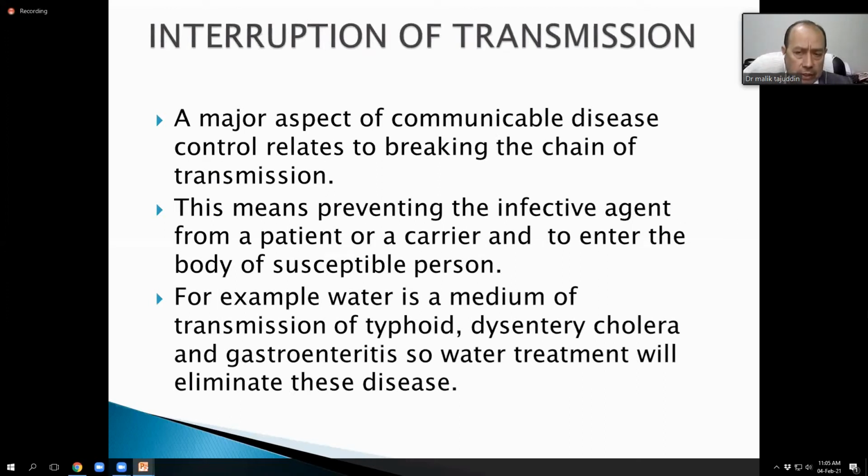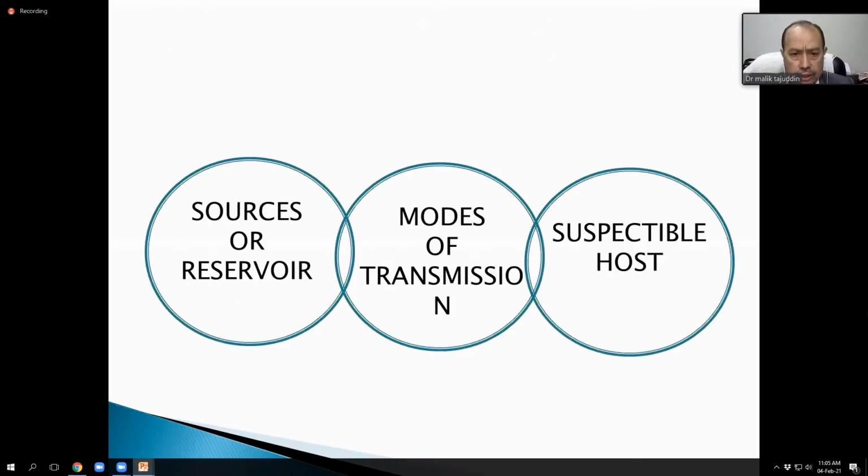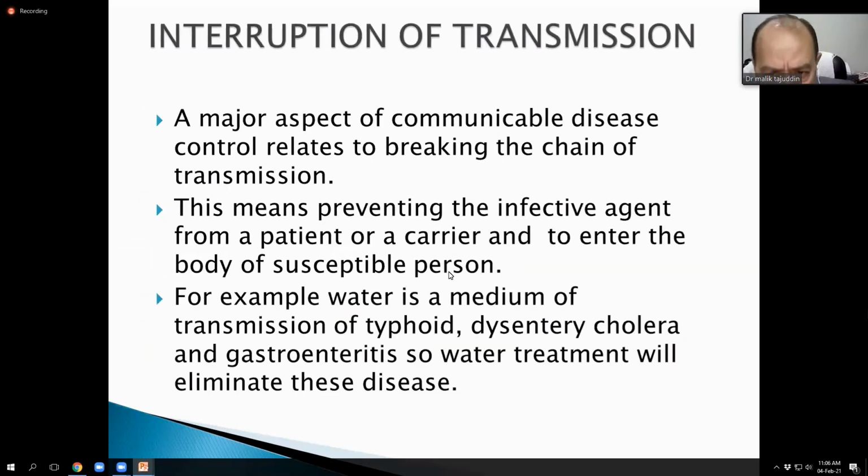Then the second corner, interruption of transmission. You see, we did the sources of reservoir, and now we are doing the mode of transmission. The major aspect of controlling communicable diseases relates to breaking the chain of transmission. This means preventing the infective agent from a patient or a carrier from entering the body of a susceptible person, through sterilization of the water, and through using masks and filters, so that airborne diseases cannot enter.